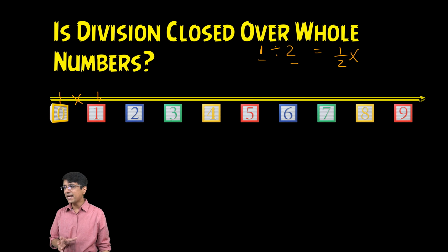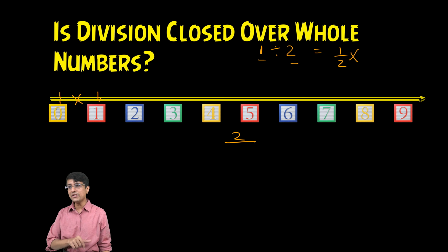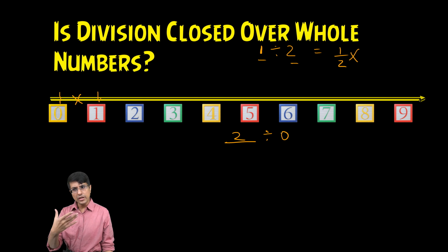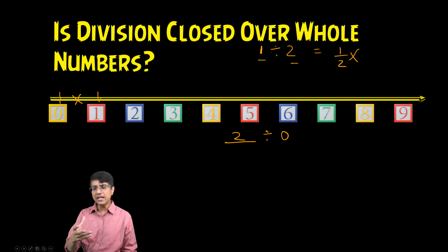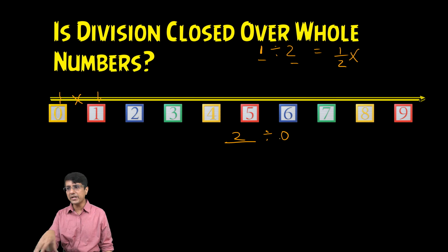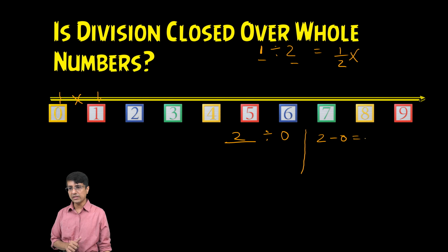Another reason is that let's take 2 whole numbers, 2 and 0. I am deliberately choosing 0. So I do 2 divided by 0. Earlier we said that division is nothing but repeated subtraction, so let's try to find the quotient in this case. We do 2 minus 0, the answer is 2. Again we do 2 minus 0, the answer is 2.